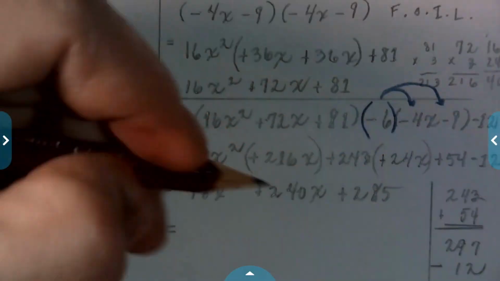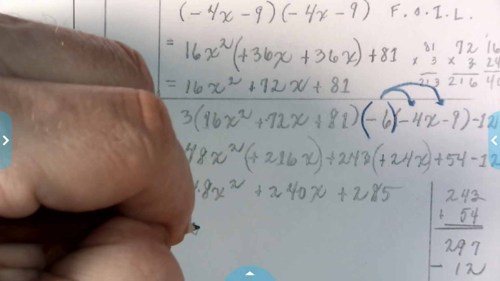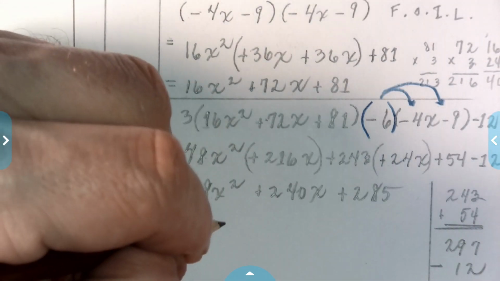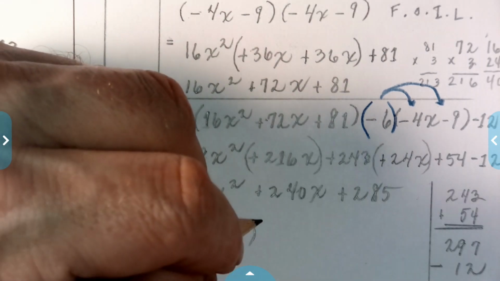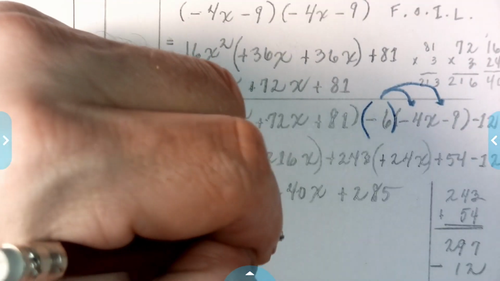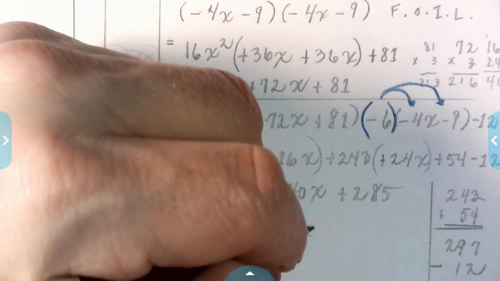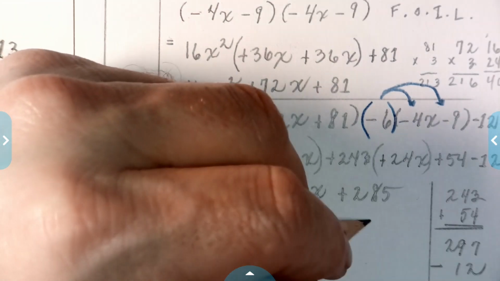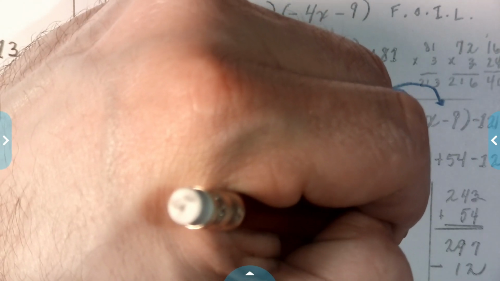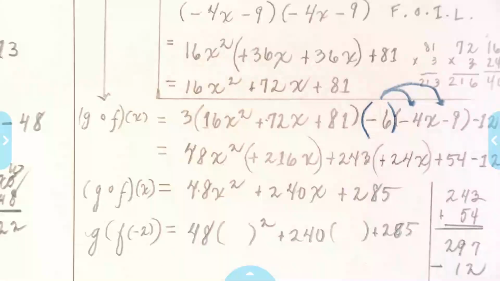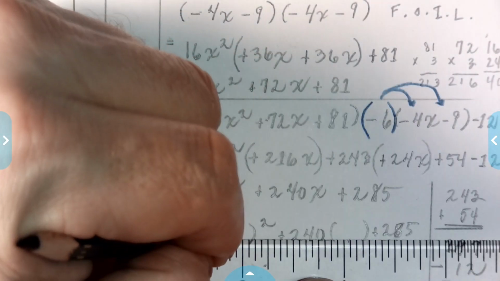Okay, so we're going to write 48, open and close parentheses, squared, plus 240, open and close parentheses, plus 285. And inside those parentheses, we're going to put -2 and -2. Okay.